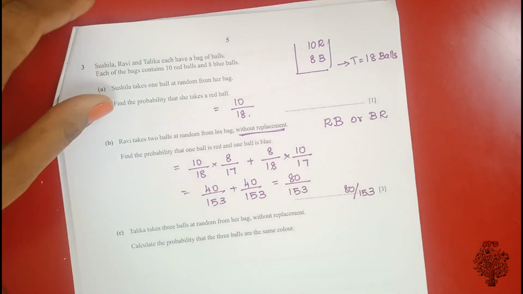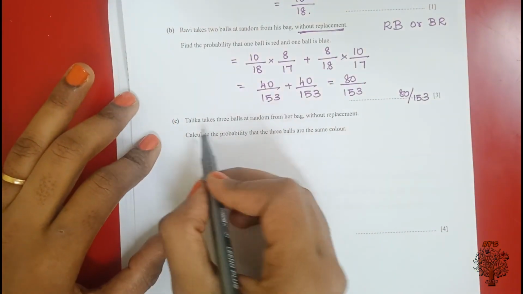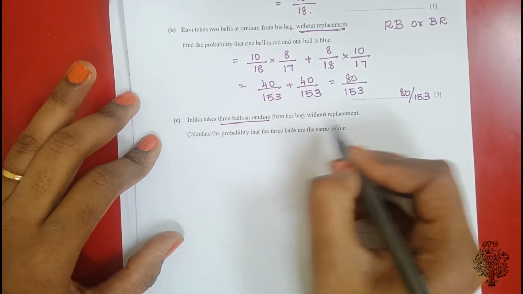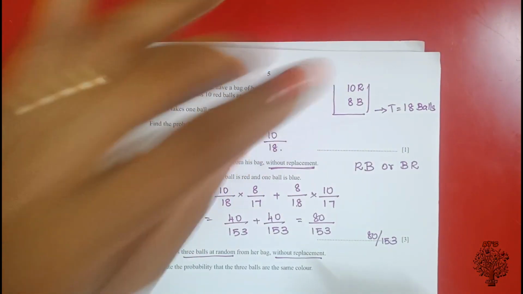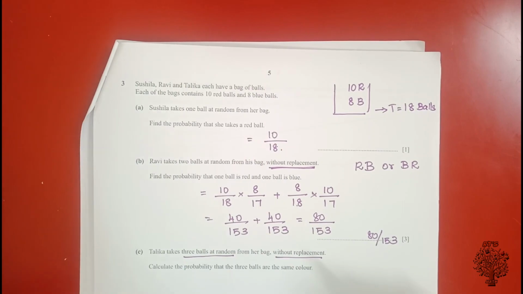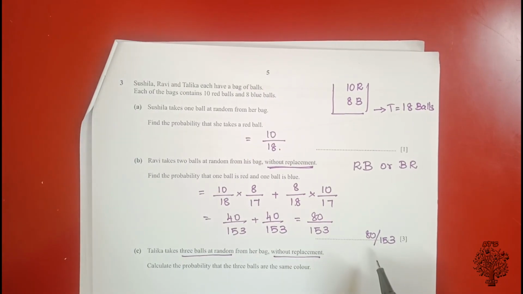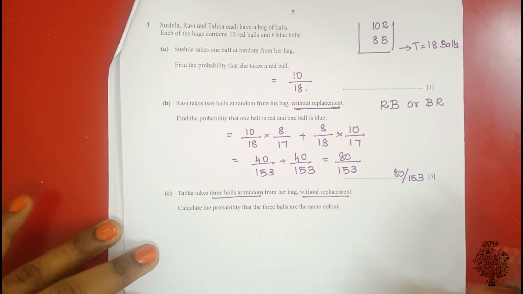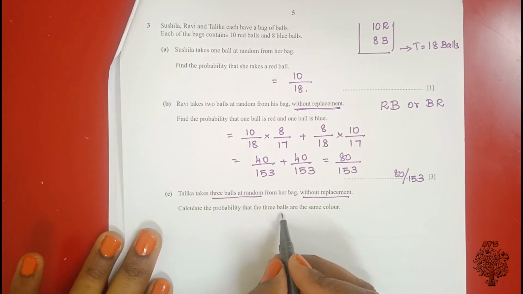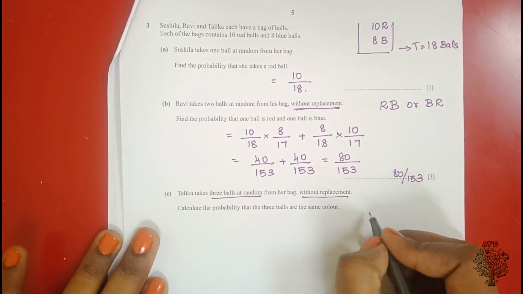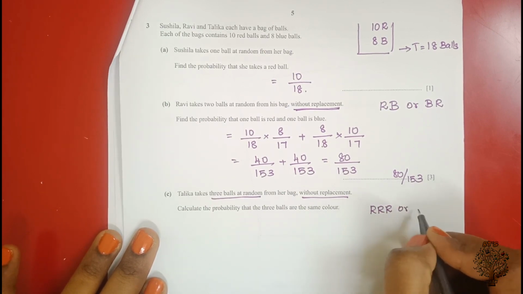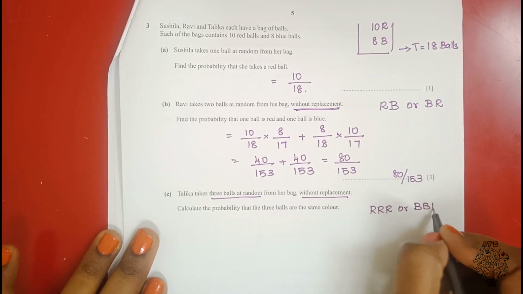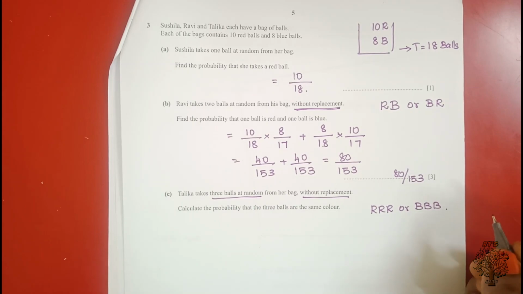Okay, this is the calculation. The same way, the next problem. Tilak takes 3 balls at random without replacement. So from the bag he is going to take 3. First trial he will be having 18 balls, then 17, then 16. Okay, calculate the probability that 3 balls are of the same color. So the first chance is red, red, red or blue, blue, blue. He has 2 possibilities.